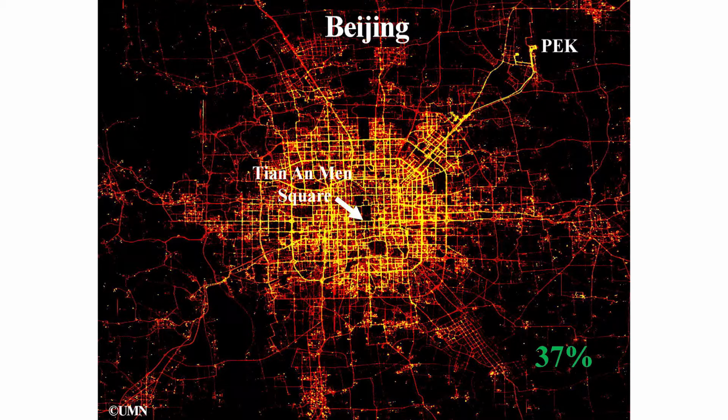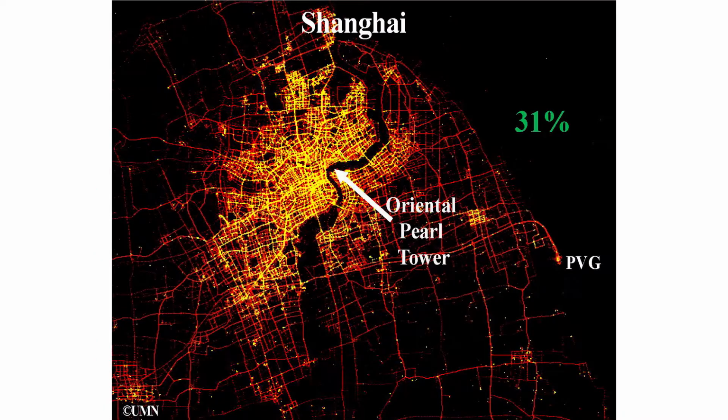We can see the opportunity is pretty good around Tiananmen Square here, and we can reduce the mileage by 37%. And the next city is Shanghai. From the Oriental Pearl Tower, we can see a lot of ride sharing opportunity here. And we can reduce the mileage by 31%.